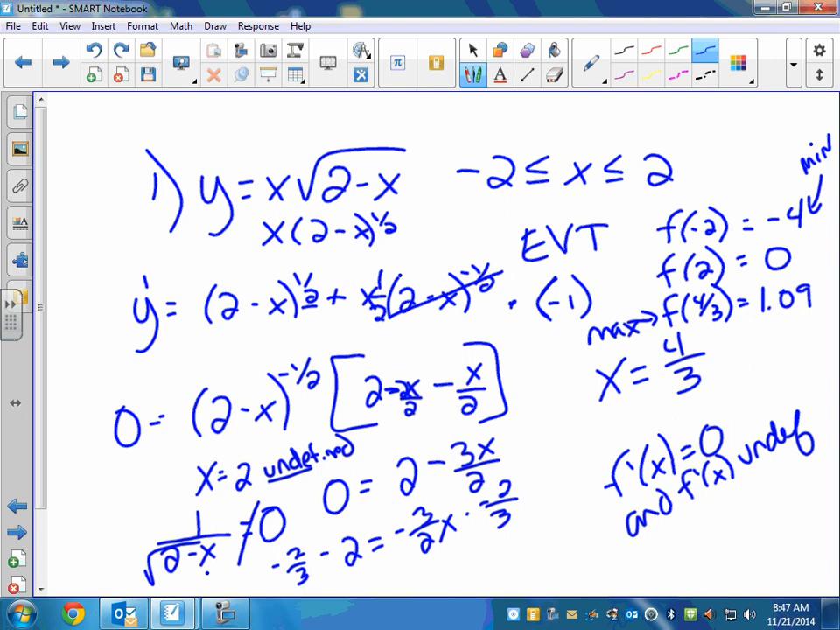Because you picked where it was undefined, right? That's why you had 2. But you have to remember, if it's a closed domain, you have to use the extreme value theorem. So if the domain is closed, you have to check the endpoints.